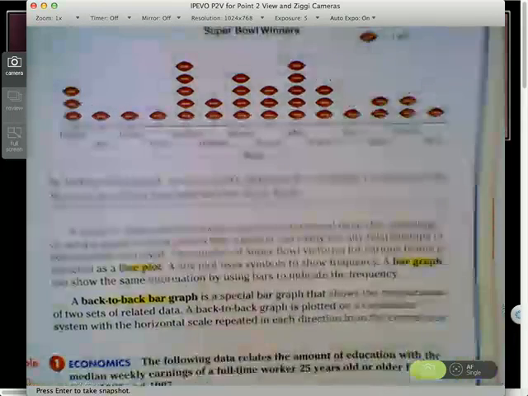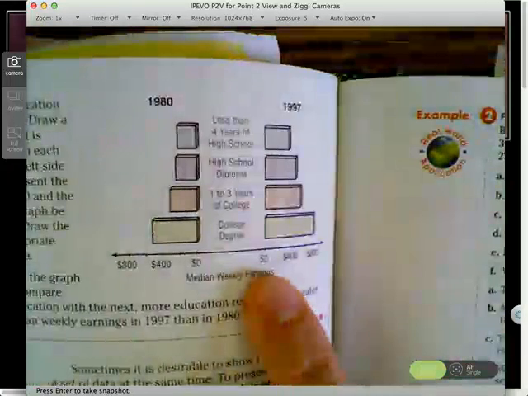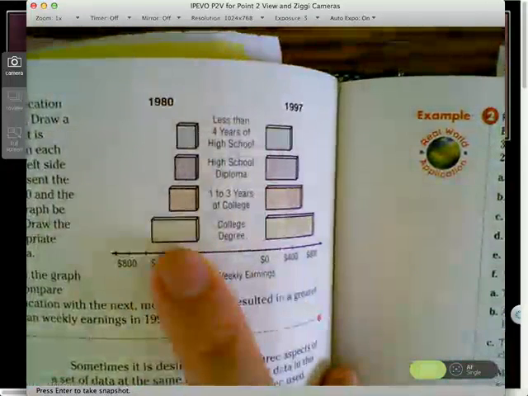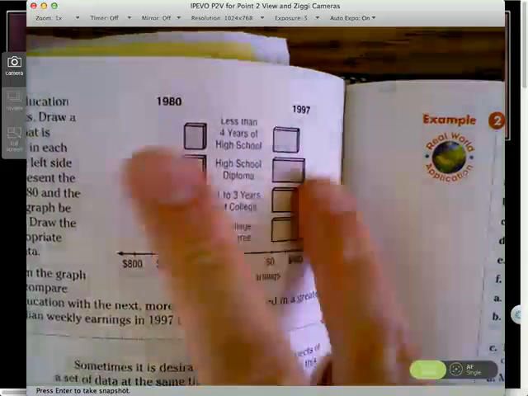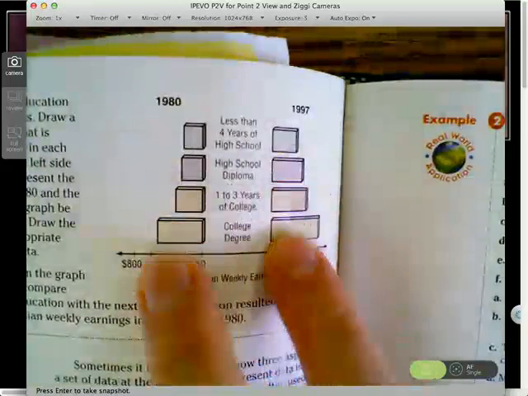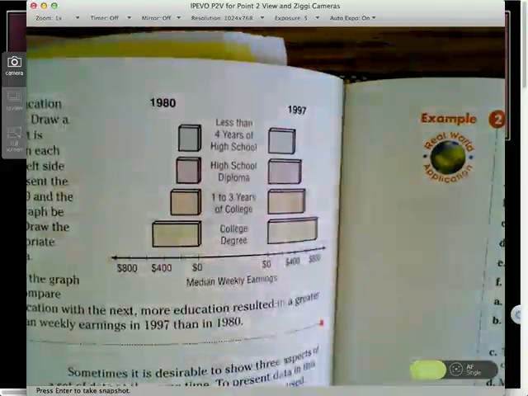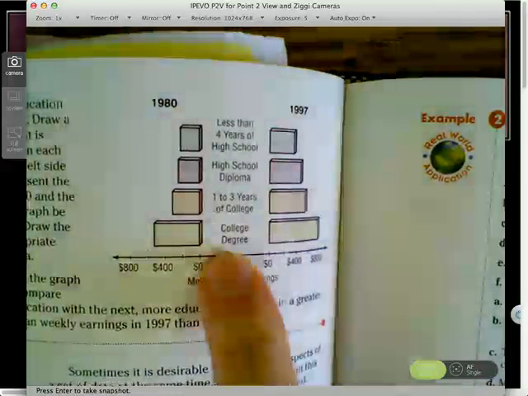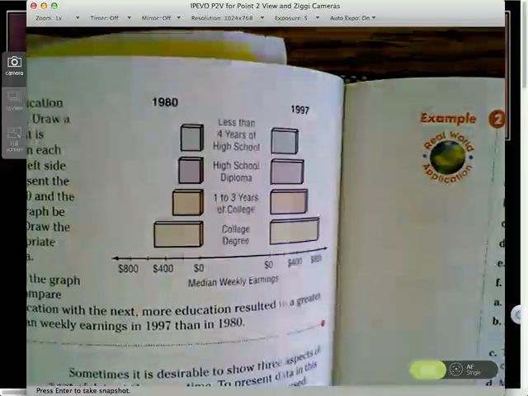So regarding a back-to-back bar graph, here's one comparing, I believe, two separate classes, 1980 and 1997 apparently. It's a back-to-back bar graph, and you can see that it's comparing similar categories in both of those instances, so I can see that relationship there.